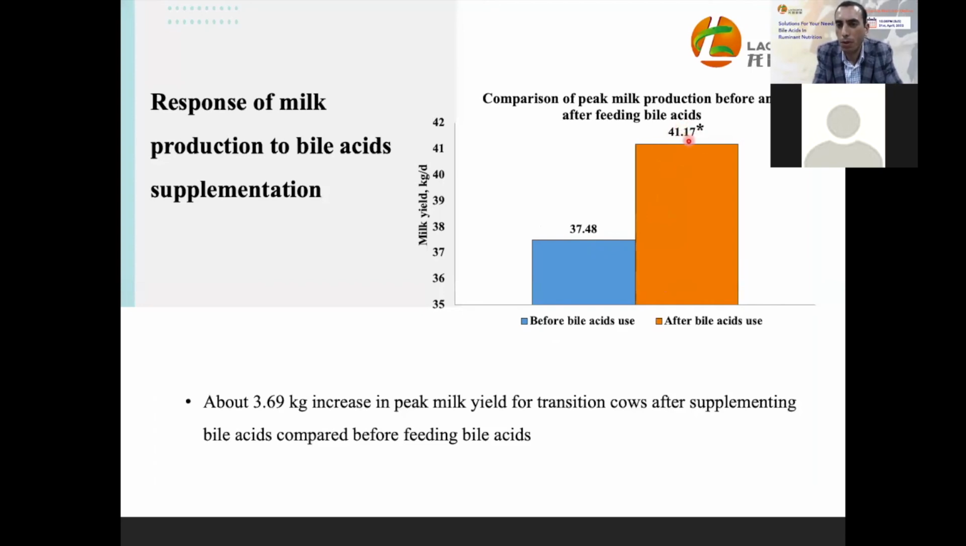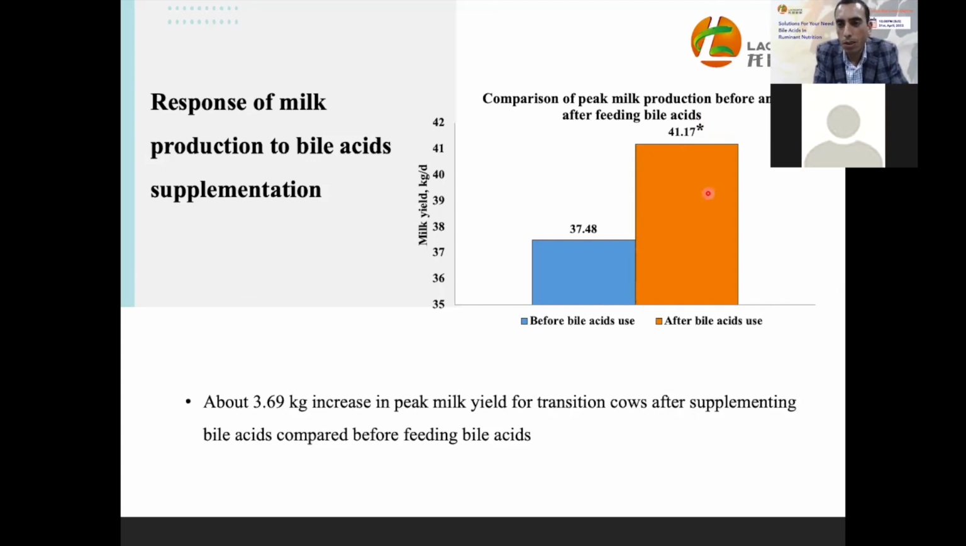More than 3.5 kilogram milk production improved, and the difference is significant here, in this star. That is a statistical difference: more than 3 kilogram and 3.5 kilogram difference in response to milk production during the peak of lactation, and also improved during the fresh period.